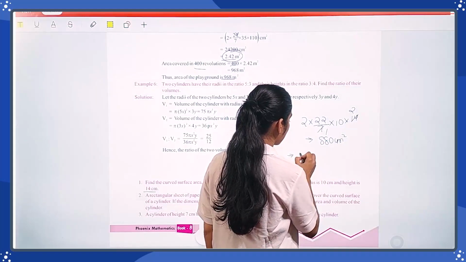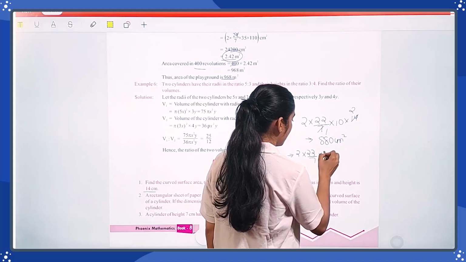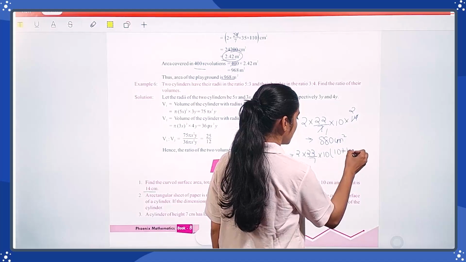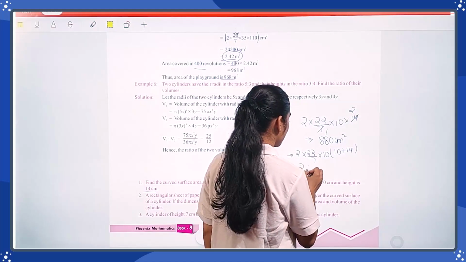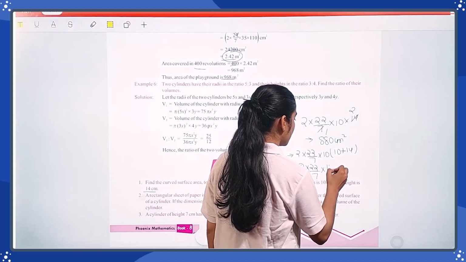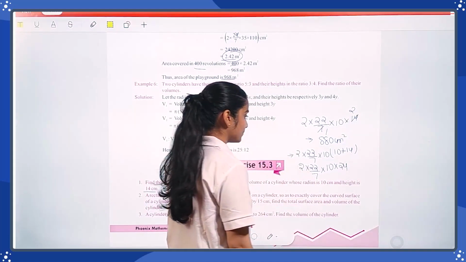Now your formula is 2 multiplied by pi multiplied by r and (r plus h). 10 plus 14 is 24. So 2 multiplied by 22 upon 7 multiplied by 10 multiplied by 24.